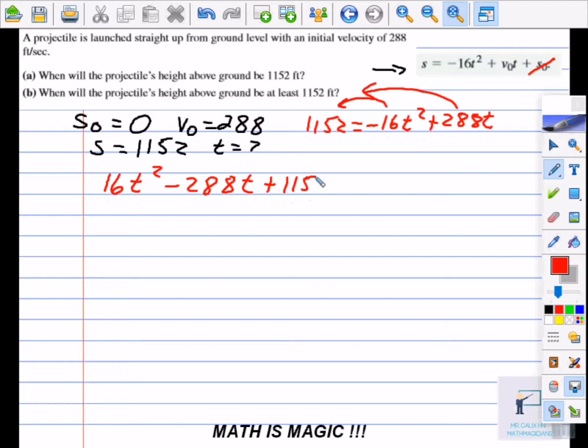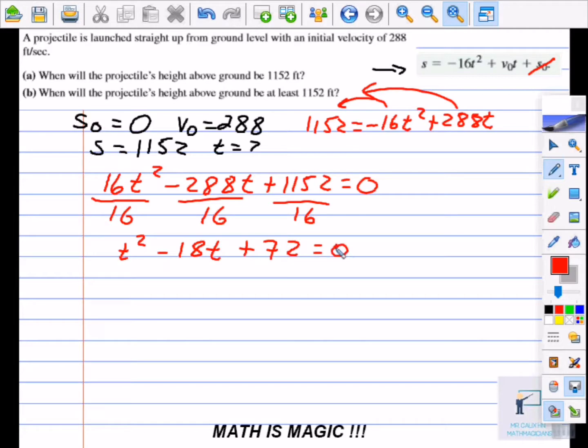You check if it can be factorized. The first thing that I'm going to do here is simplify. All the numbers here are divisible by 16, so I will divide every number by 16 to make it simpler. 16 divided by 16 is t squared. 288 divided by 16 would be 18t. And 1,152 divided by 16 is 72. Now it's equal to 0.